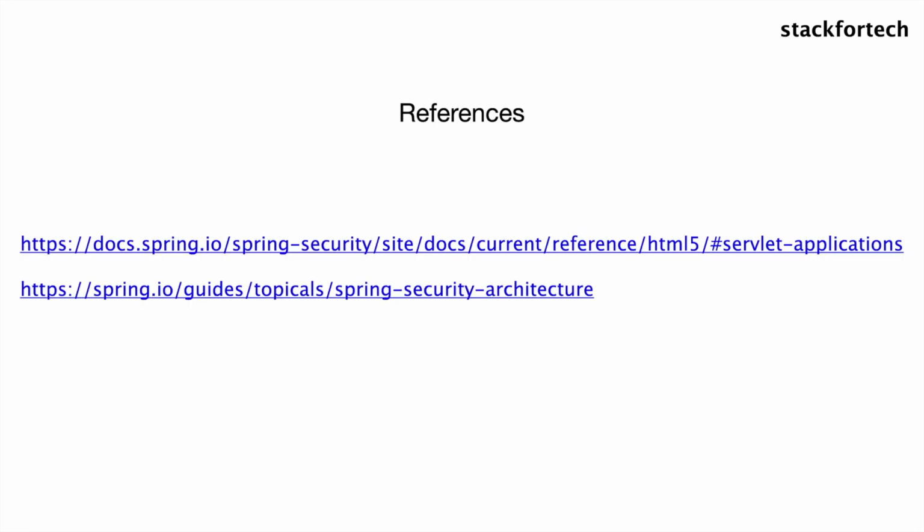So that's it for today. These two are some of the references where you can find much deeper details about Spring Security. And these are the two official documentation of Spring. I would recommend you to go and read these two references thoroughly so that you will have a pretty good solid idea of Spring Security.